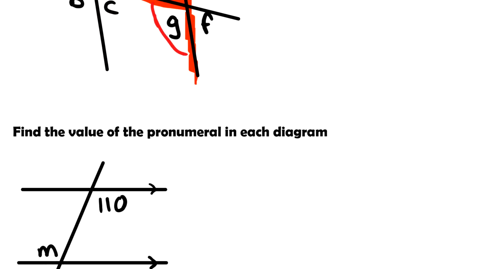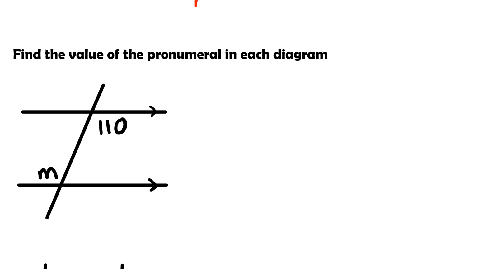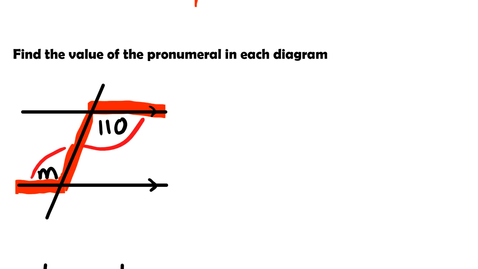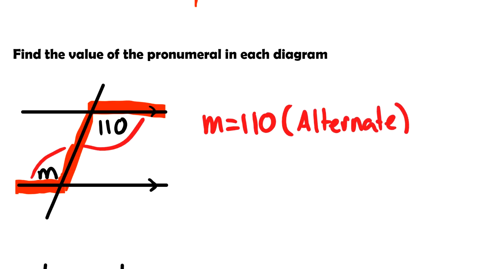All right. Now if I go down, find the value of the pronumeral. These are pretty much your most common type of questions. If we highlight and form that Z shape, you can see here that we form that alternate. So M is going to equal 110, and it's good practice to write in here why you're saying that. So we're going to say alternate. It gives the marker a reason to why you're saying it's 110.